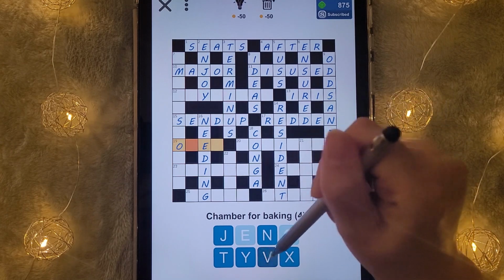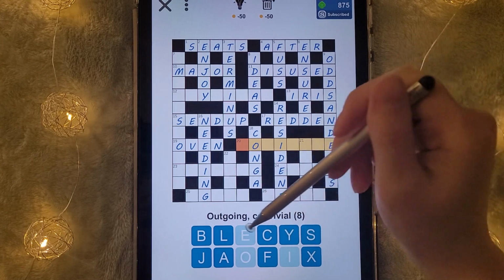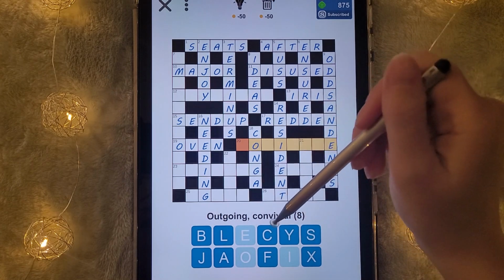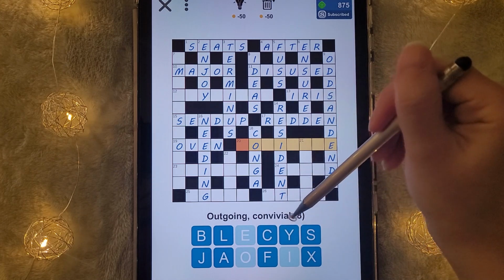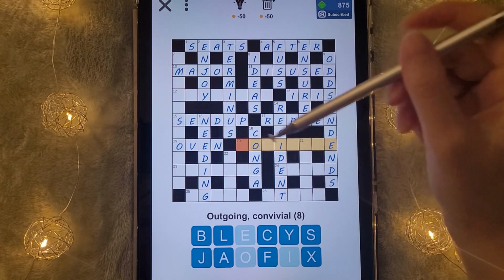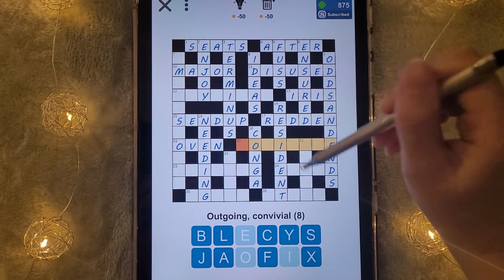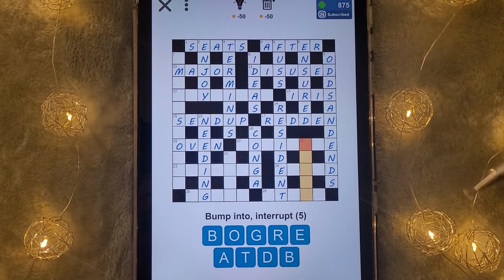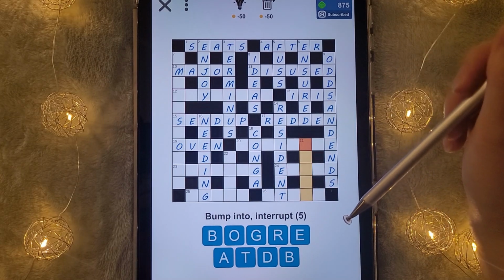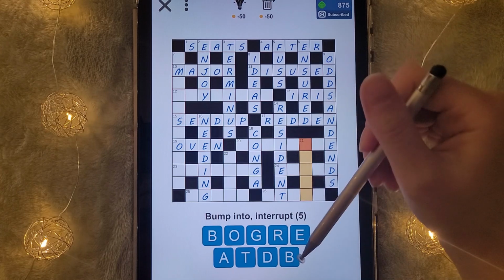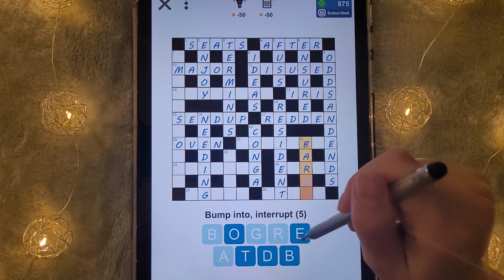Chamber for baking. I think that's oven. Let's do 20 across. Outgoing convivial. I feel like I haven't really heard that word, convivial. It's fun. I feel like my brain is kind of blanking on some of these. Let's move on to 21 and see if we can get that letter. Bump into or interrupt. Maybe like barge. Okay.